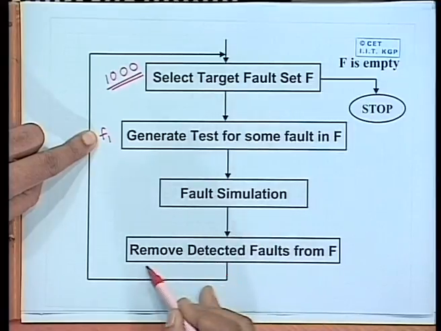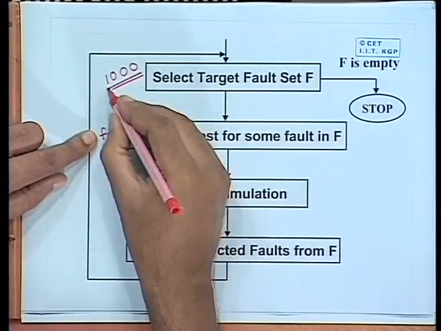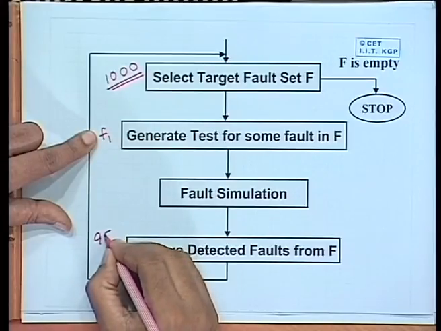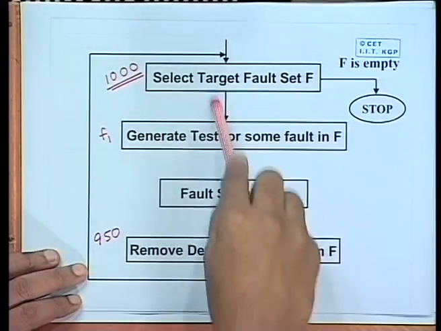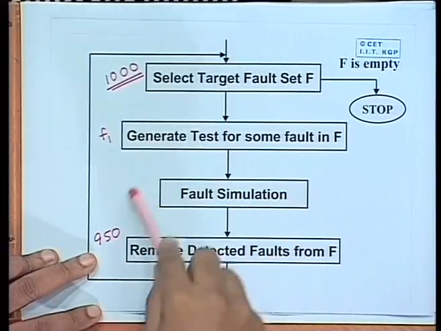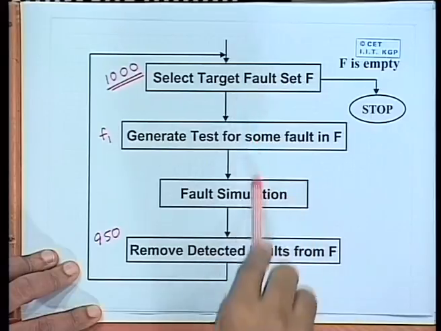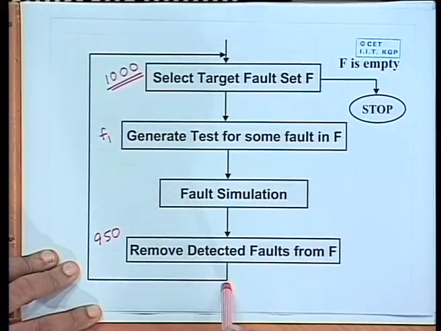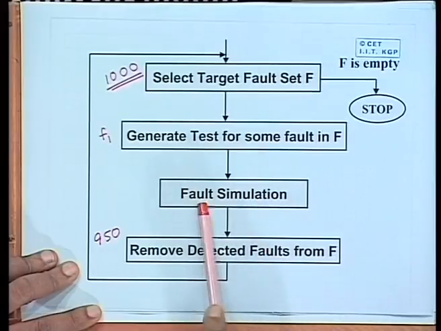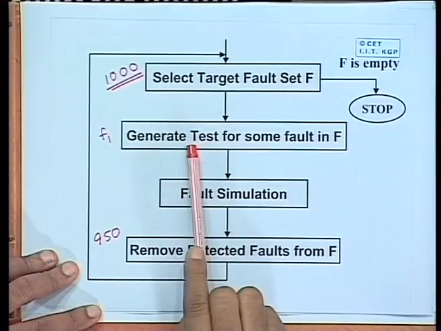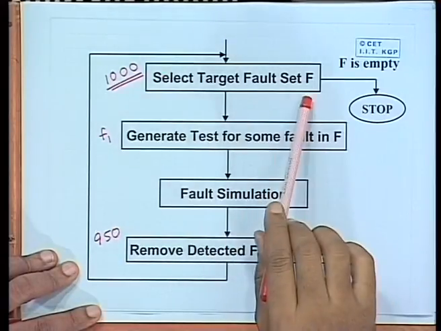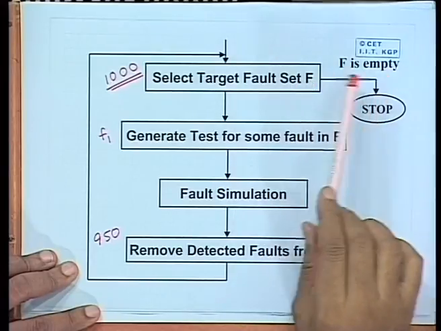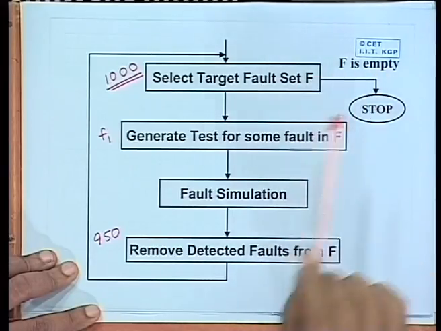So, after this you can remove detected faults from F. So, now this set of 1000 faults becomes 950. This process is iterated. The idea is that instead of iterating 1000 times, at each step you are reducing the number significantly, so that the number of times you will have to generate the tests becomes less. So, this fault simulation is typically used in conjunction with test generation in order to improve the quality of test. As the fault set F becomes empty or becomes very small, you can stop. This is the stopping criteria.